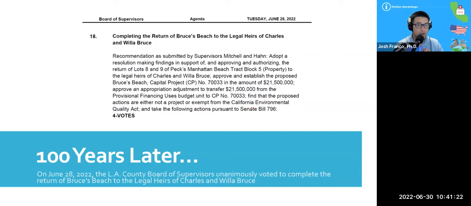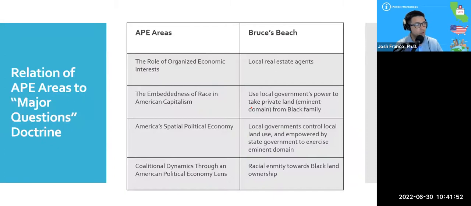So after this long saga sparked by the desire of the Bruce family to build a community, to build a place for African Americans to go and feel comfortable, and to begin the process of building wealth, having their land taken from them through eminent domain by a local government that was rooted in animosity and racism, it took over a century to right this wrong. And so how does Bruce's Beach relate to the areas of American political economy? Well, recall that there's 4 areas: the role of organized economic interests, the embeddedness of race in American capitalism, America's spatial political economy, and coalitional dynamics through an APE lens.